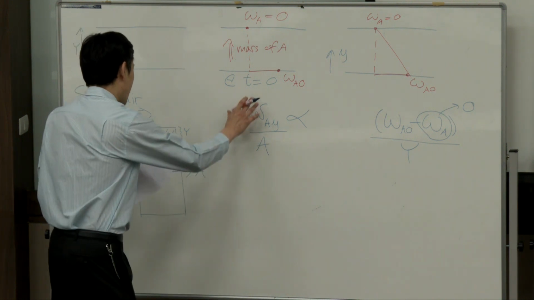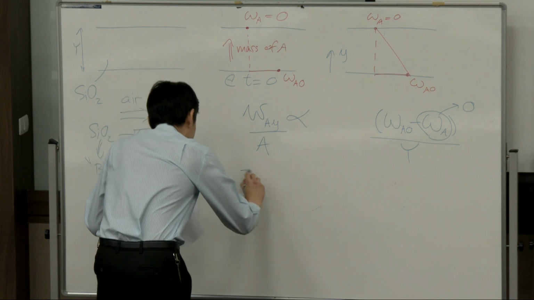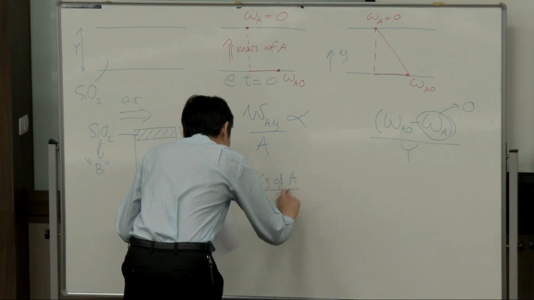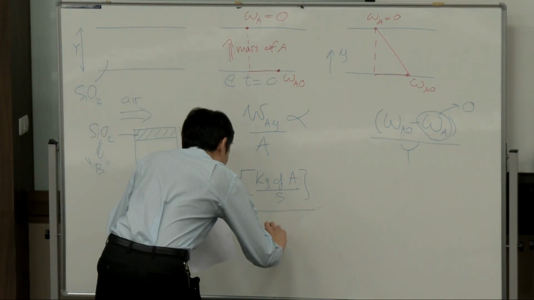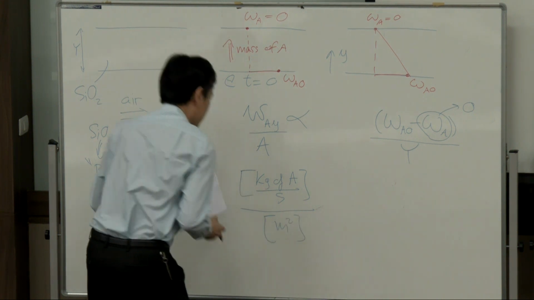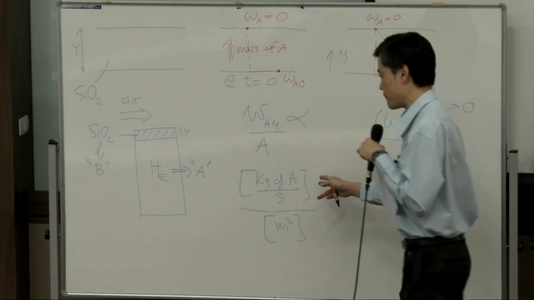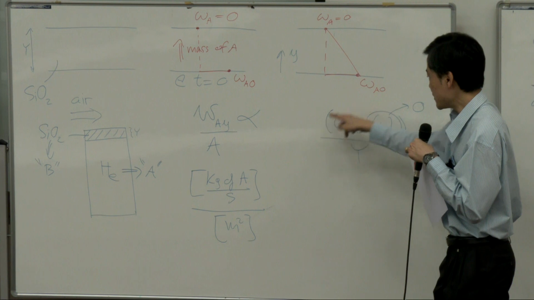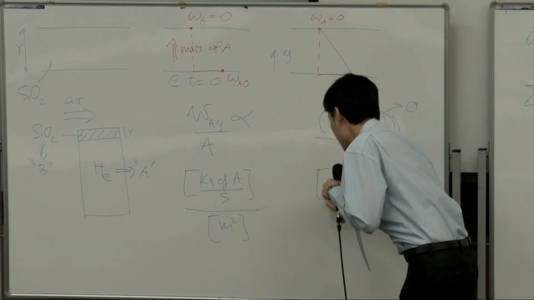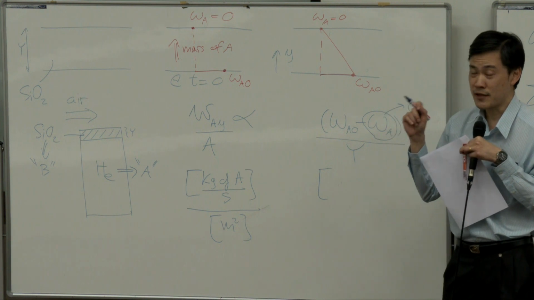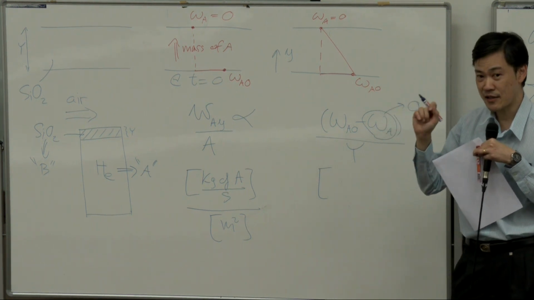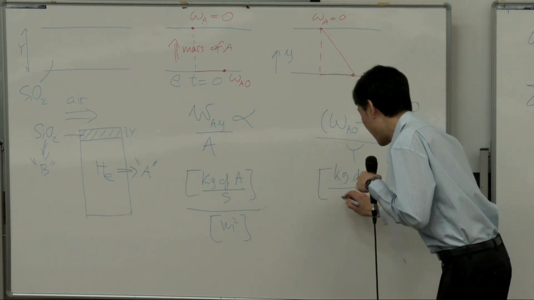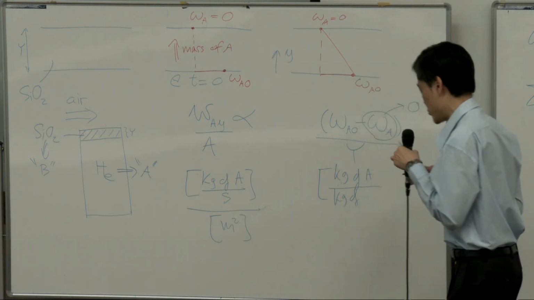Now, if you look at the units, mass flow rate is supposed to have units of kilogram of A per second. Area would have units of meter squared. So you have kilogram of A on one side of the equation. On the other side, this is mass fraction. Even though you always said mass fraction has no unit, it has a unit. The unit of this mass fraction is kilogram of A per kilogram of the solution.